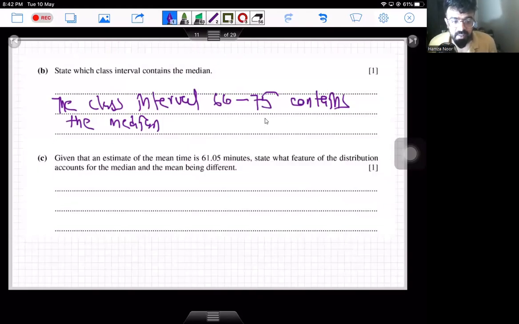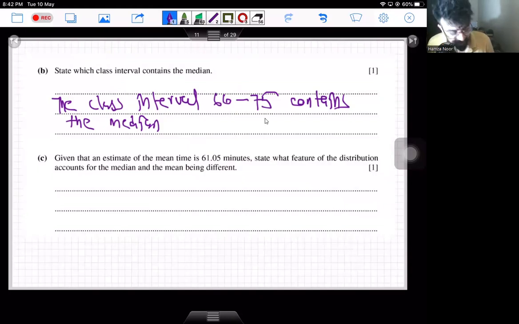Part C says that given that an estimate of the mean time is 61.05 minutes, state what feature of the distribution accounts for the median and mean being different. When the mean, median and mode all are equal, the distribution is said to be symmetric. But when they are not equal, they are not symmetric, or you can say they are skewed.